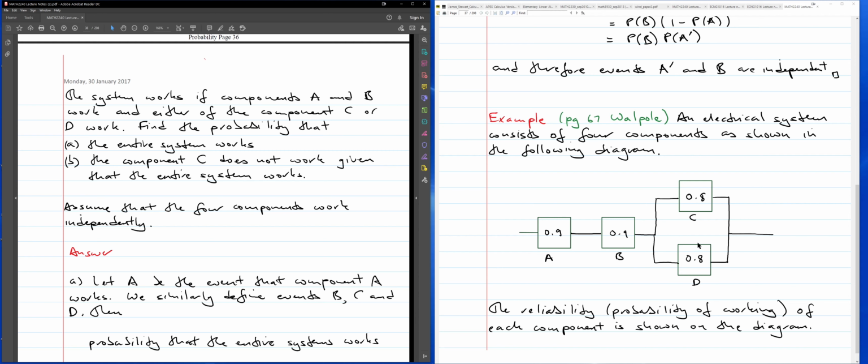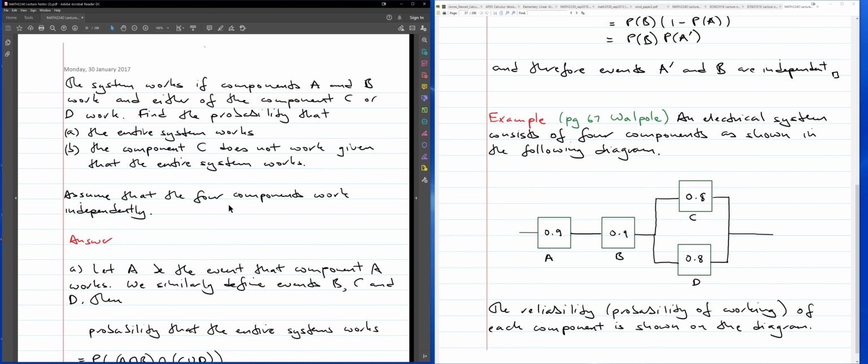Okay, so either one or both of them, but you can't have none of the C or the D working, right? Because then the system wouldn't work. So in order for this system to work, A must work and B must work, and C or D must work, right? All right.